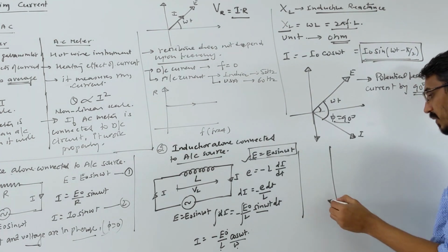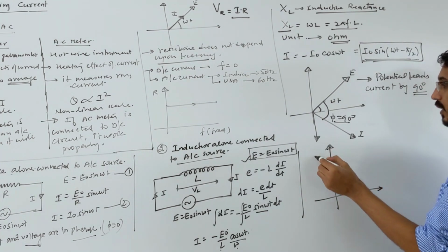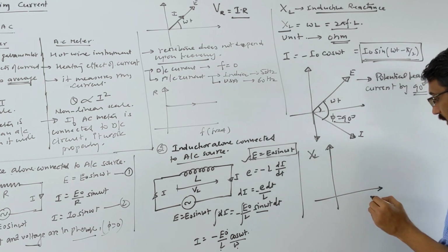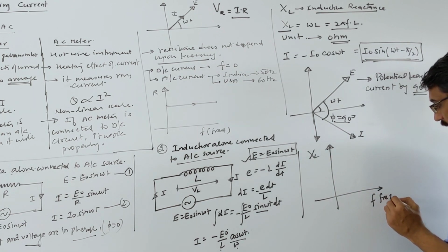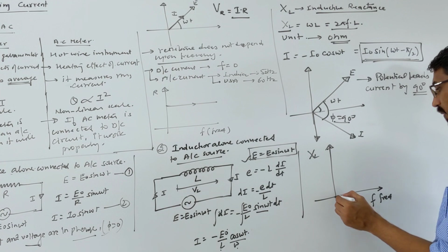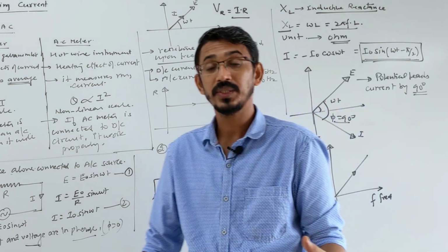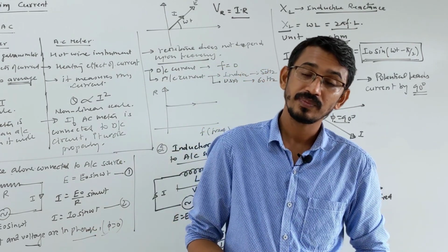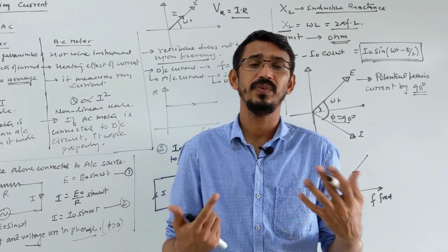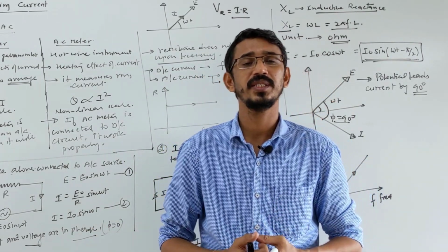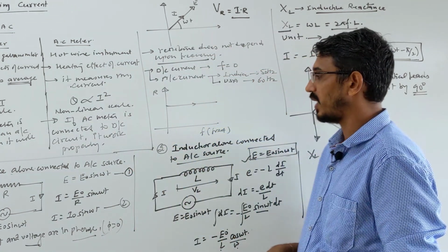Suppose you want to draw a graph. Look here, this is XL versus frequency on this side. Then the graph will be a straight line. They are proportional. If the frequency of the supply source is increased, then the resistance offered, which is called XL or inductive reactance, will also increase. So it's directly proportional.